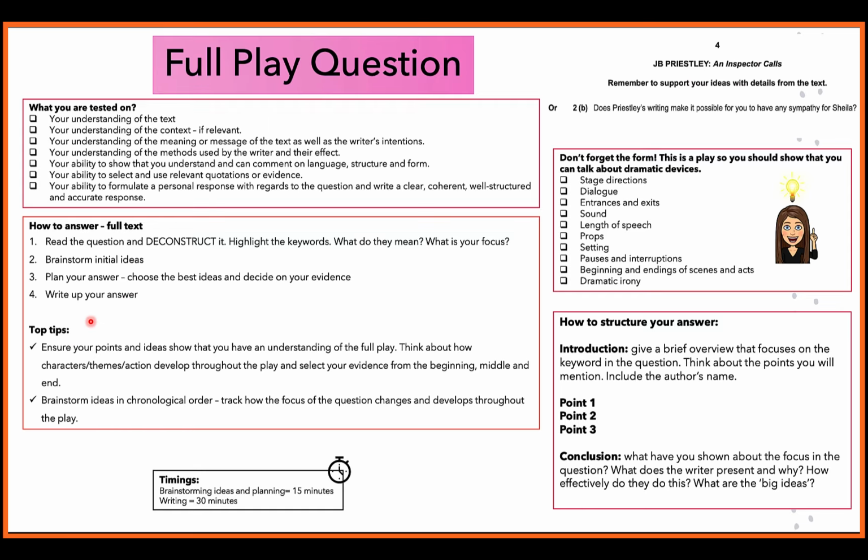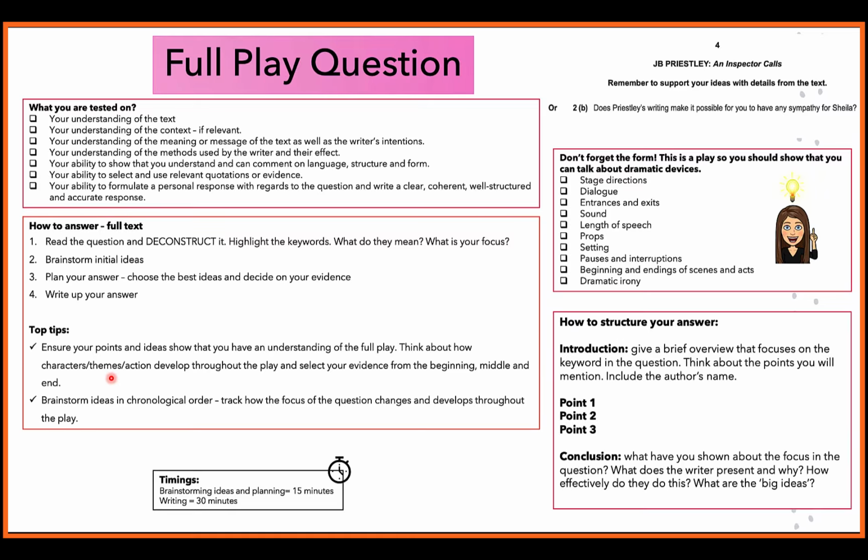Now, my top tips here for you for the full play question: just ensure that your points and ideas show that you've got an understanding of the full play. So what you don't want to do is just focus on one act. You want to show that you've read the whole play and you understand how the focus of the question develops throughout. So think about how the characters, the themes or the action develop, and select your evidence. It's useful to think about the beginning, the middle and the end to track that character or that focus all the way through, and think of specific examples. That could be your evidence, a specific example of something that happens.